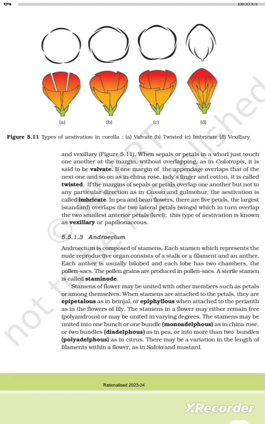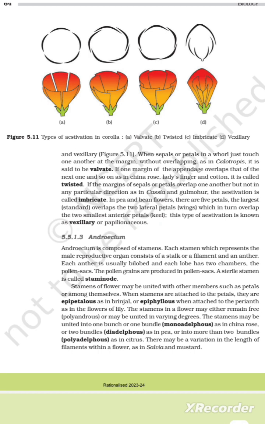In pea and bean flowers, there are five petals. The largest, the standard, overlaps two lateral petals, the wings, which in turn overlap two smallest anterior petals, the keel. This type of aestivation is known as vexillary or papilionaceous.